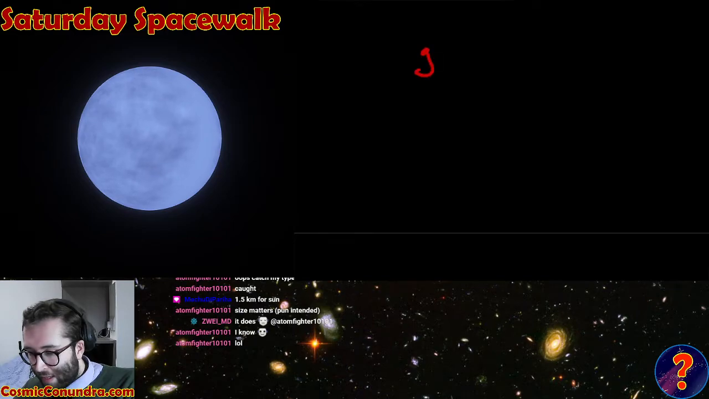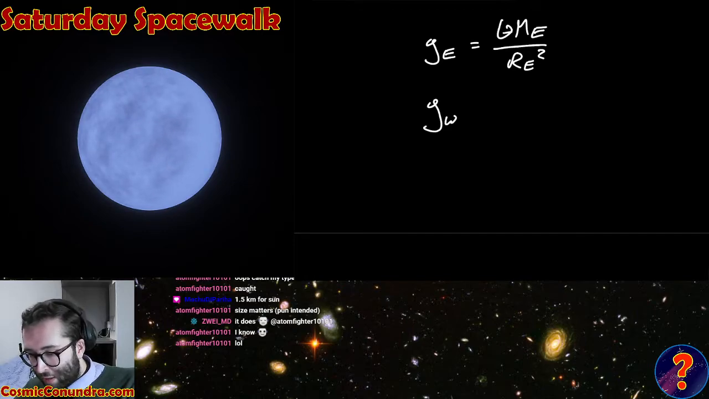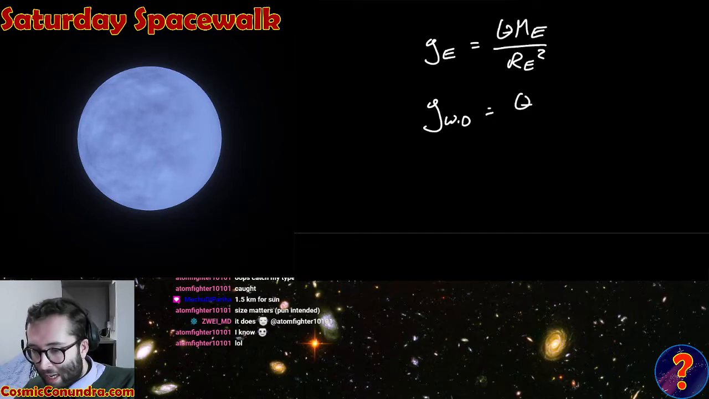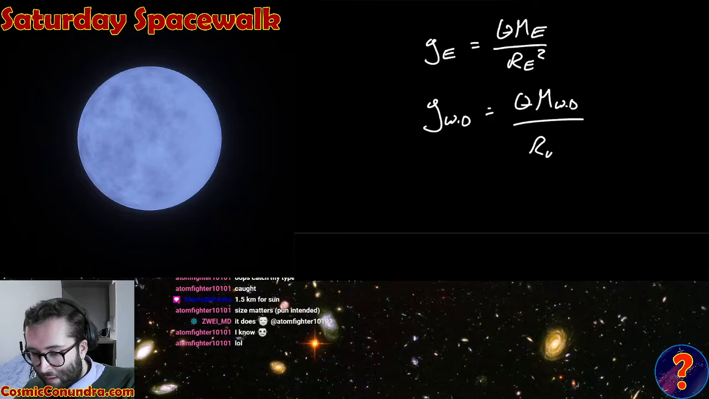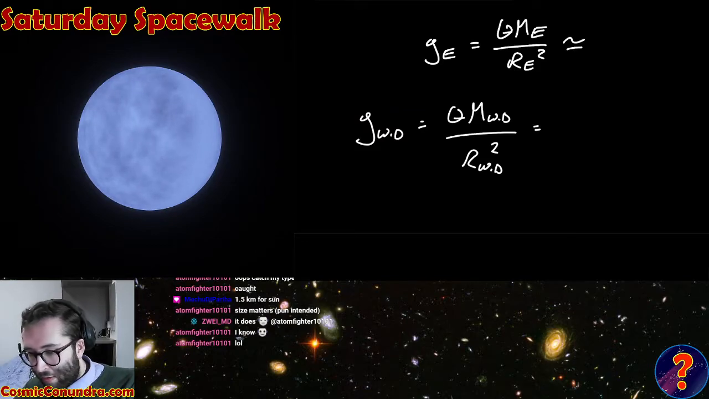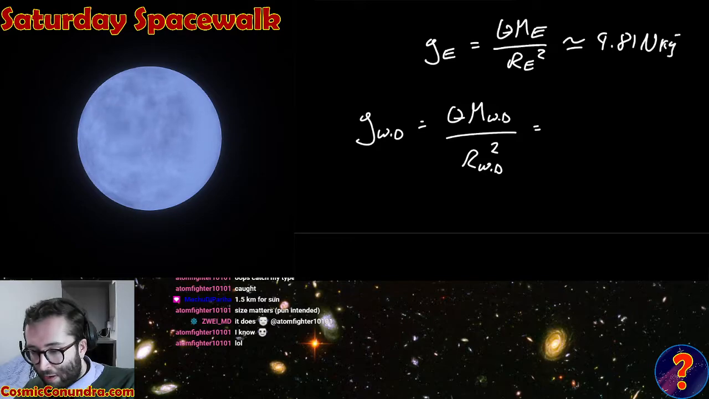So, the gravitational field on Earth is big G times the mass of the Earth over the radius of the Earth squared. Well, the gravitational field on a white dwarf would be the same, but it would be G times the mass of the white dwarf over the radius of the white dwarf squared. In the example we were giving before, you know that the gravity at the surface of the Earth is about 9.81 newtons per kilogram.